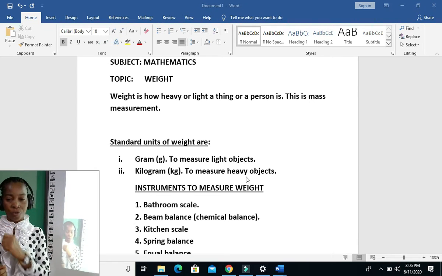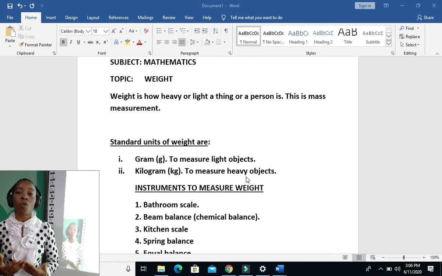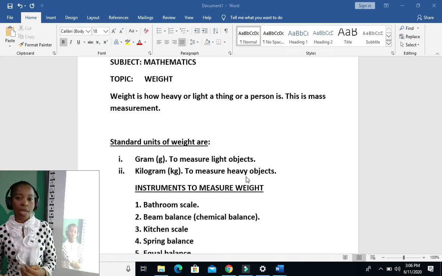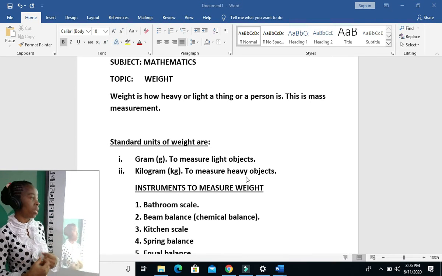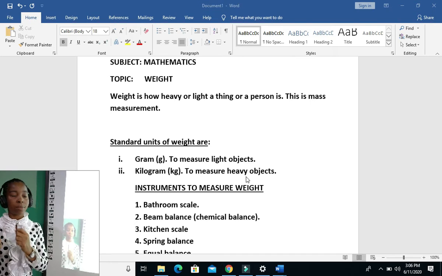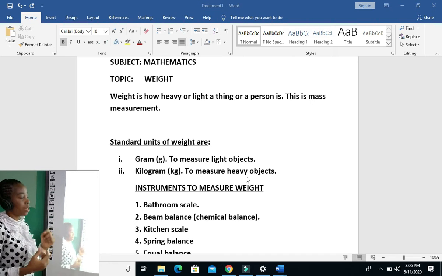I hope you remember when I ask you, what is your weight? You will say my weight is 18 kg, 15 kg. Now we've come to the reality of it, that in measuring your weight as a person, because you are heavier than little objects, we are going to use kg to measure it.